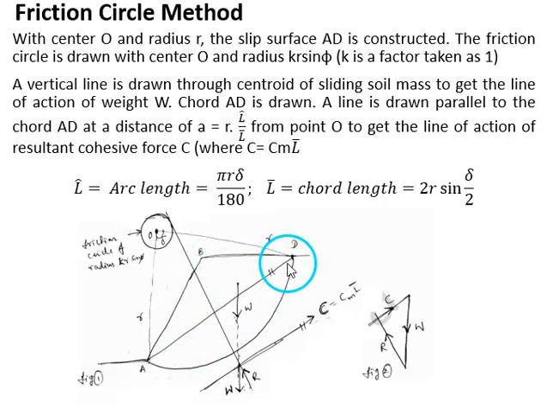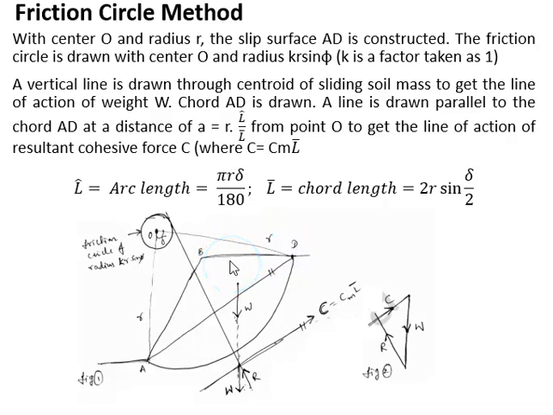So ABD is the slope. Then we have to locate the center of slip circle. And by taking the center O and radius R, we can draw the slip surface AD. So for this slip surface, which is like arc of a circle, we have to draw the chord AD. AD is the chord length and this AD is the arc length.